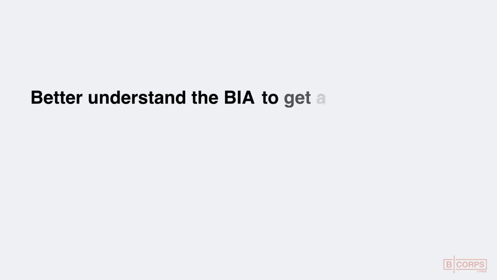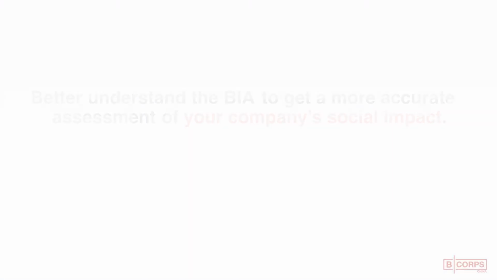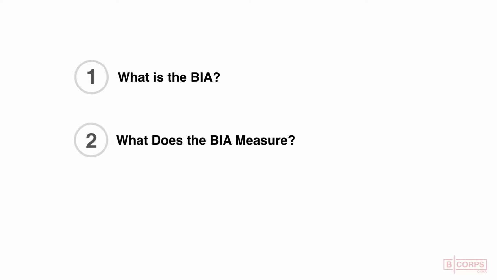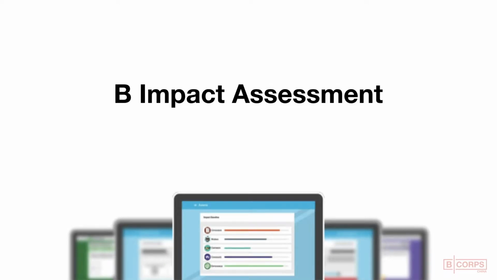This will help you better understand BIA and get a more accurate assessment of your company's social impact. This video will introduce the BIA through the following three aspects. First, what is the BIA? BIA stands for B-Impact Assessment. It's an online, free, and confidential tool used to assess and manage a company's social and environmental impact.